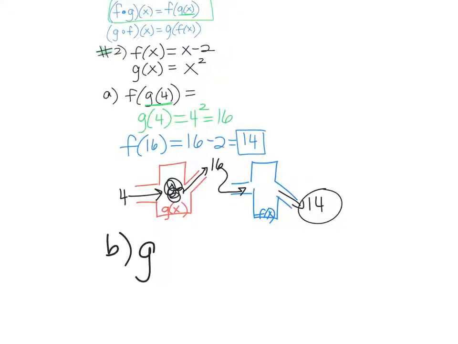Okay, let's do the other way now. Let's do G of F of 5. G of F of 5. Now, a lot of people don't like it written with the circle. They prefer to write it with parentheses.